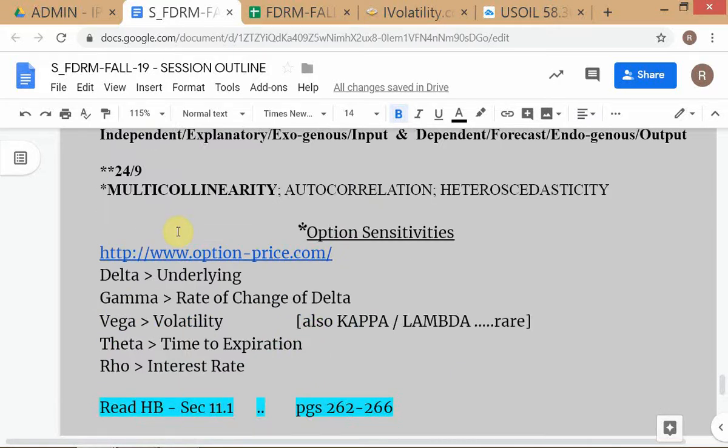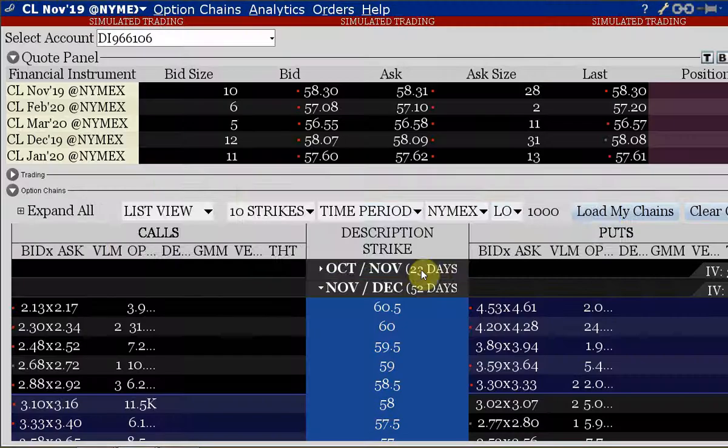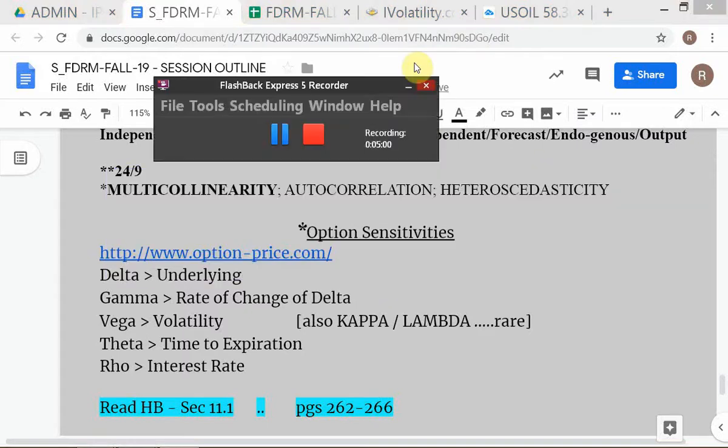So we'll go on to yesterday's topic because we had very little time on option sensitivities. So you can see here, what we are talking about, you have to understand this in the context of the option model.